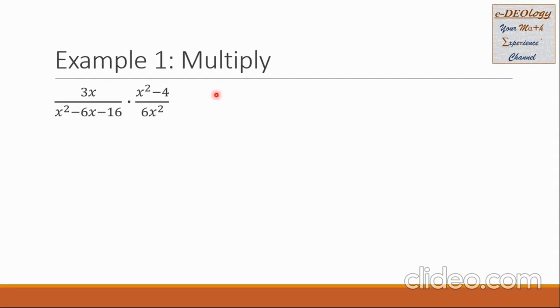Let us see example 1. Let us multiply the rational expressions. The first one is 3x all over the trinomial x squared minus 6x minus 16, times another, the numerator is x squared minus 4 all over the denominator 6x squared. In step 1, we are going to factor each numerator and denominator completely.